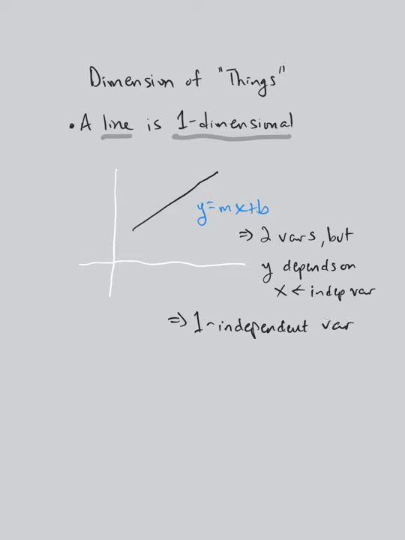That ends up being a way we can identify the dimension of objects. One way to think about the dimension of an object, a thing, I'll just say the dimension of a graph, is that it's the number of independent variables. That's one way we can isolate that.